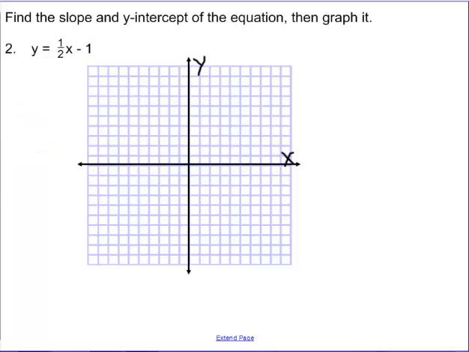Let me give you another example. Y equals 1/2 x minus 1. Again, identify the slope and identify the y-intercept. In this case, the coefficient of x is 1/2. The number that we are adding or subtracting is -1. So I'm going to start down 1 on the y-axis.